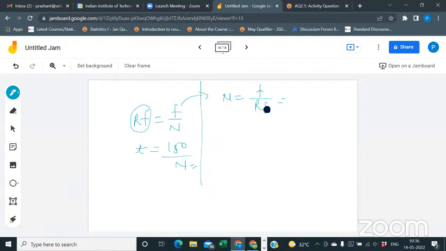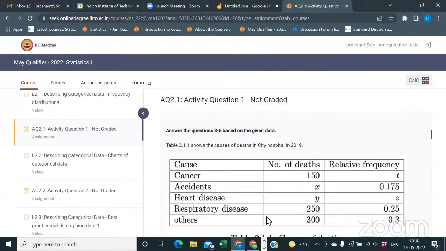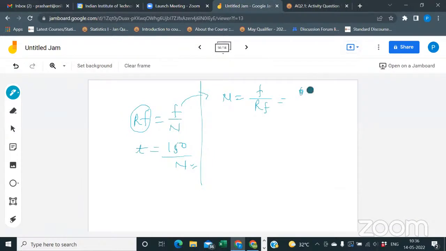If you see the second last one, you can use any value. 300 divided by 0.3 will give the number of observations. On the basis of the number of observations, you have to calculate frequency. From here, your T will be 150 divided by 1000. T will be 0.15, right?